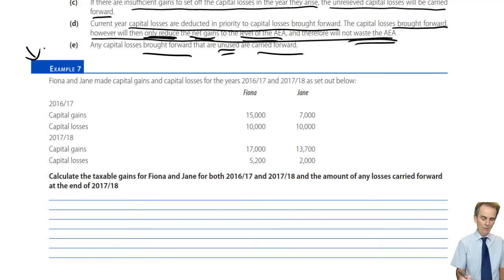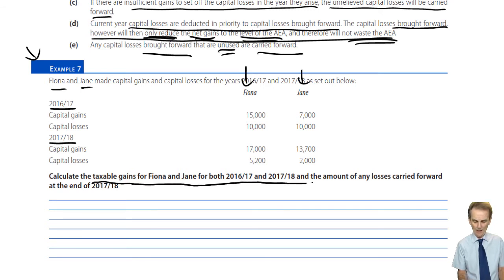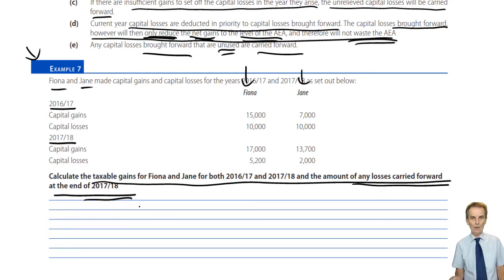We've got a little example here, example 7, where we've got 2 taxpayers, Fiona and Jane, each of which for 2 tax years, 16-17 followed by 17-18, have a mix of gains and losses. Deal firstly with Fiona, then deal with Jane, calculating, if any, the taxable gains for the taxpayers for each of those 2 tax years and identifying, where appropriate, the amount of any losses carried forward at the end of the 17-18 tax year. Okay, over to you. Have a go. Check that out, please, and then we'll talk through that again when you've completed. So pause, please, at this point in time.